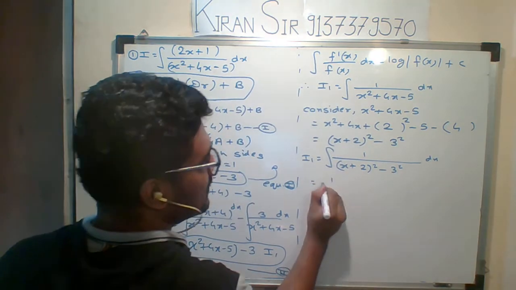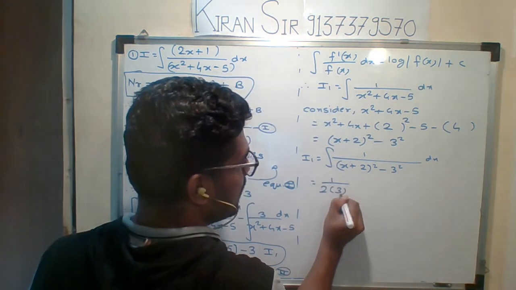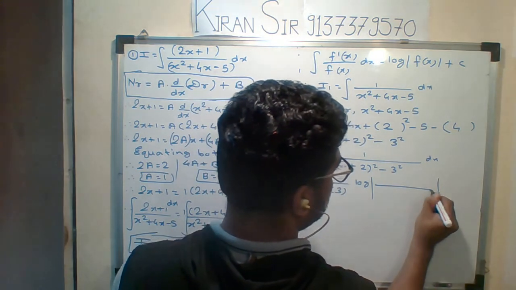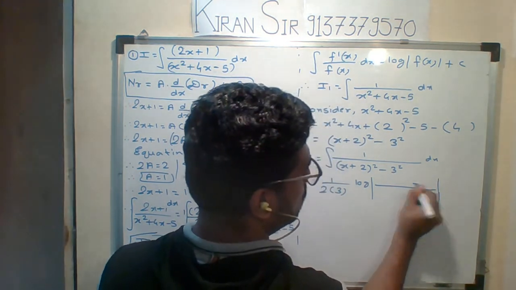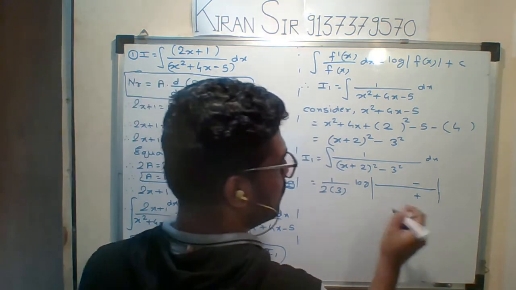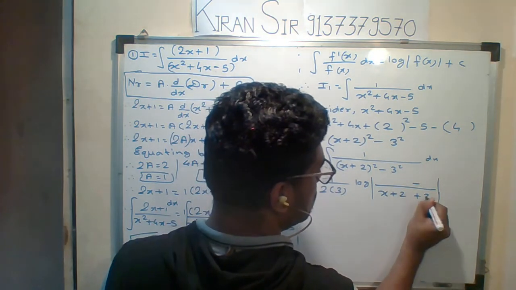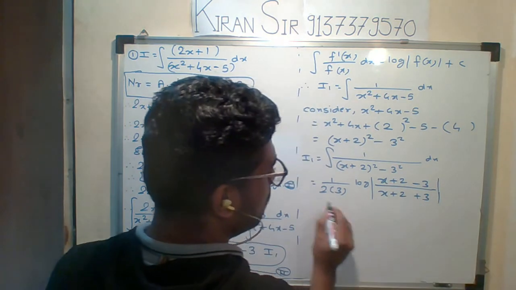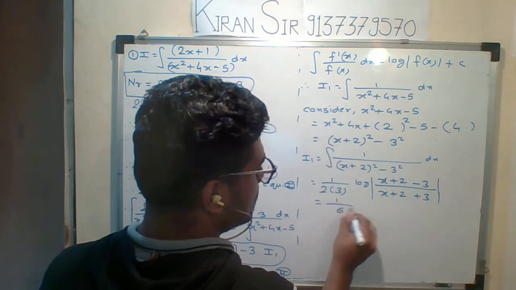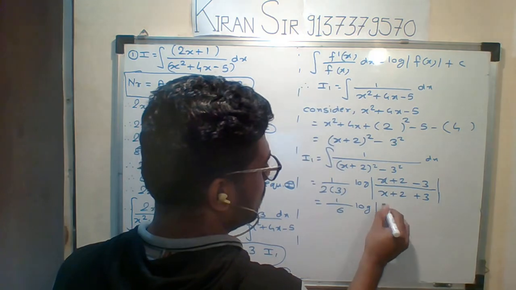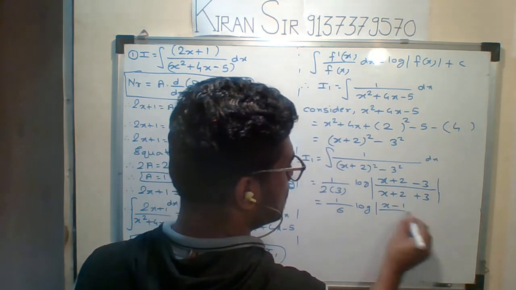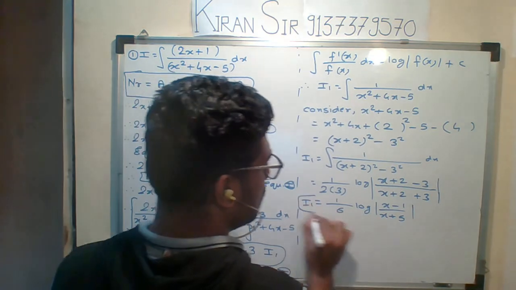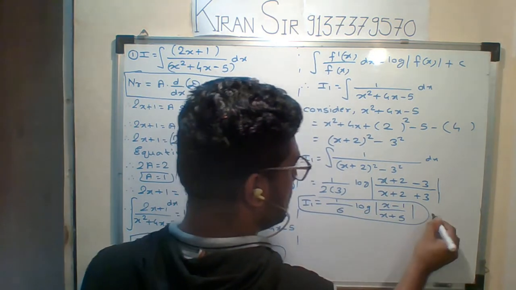The standard formula: 1 upon 2a times log of (x - a) upon (x + a), since the denominator is a difference of squares. So if I have x + 2 and 3, then I will just simplify. 1 upon 6 log of (x + 2 - 3), which is x - 1, upon (x + 2 + 3), which is x + 5. This is your I1, equation number 3.